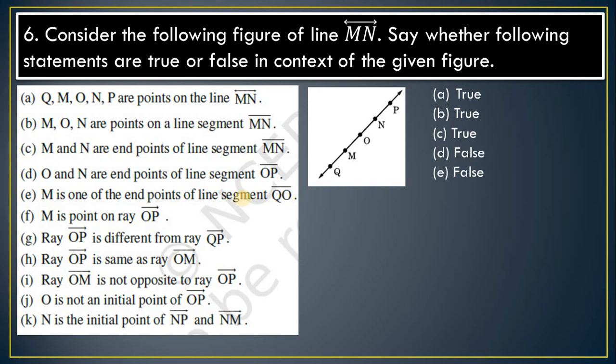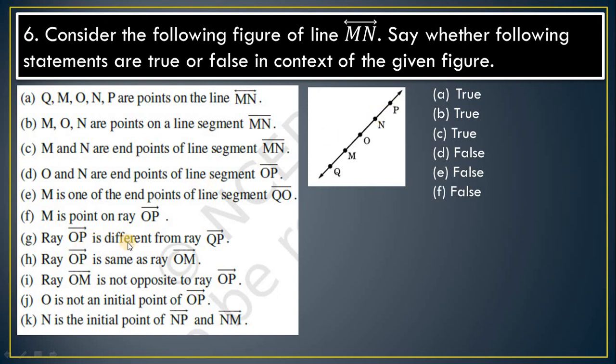F: M is a point on ray OP. OP is the ray, and what they are telling in this is that M is a point. In this ray OP, we start from O and this is P, but there is no such point. So that is false.